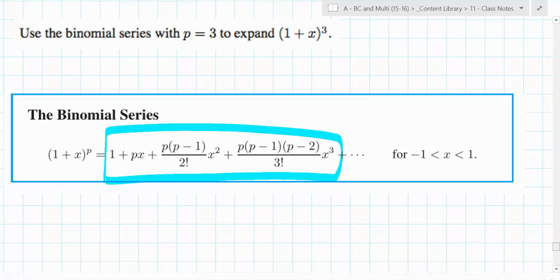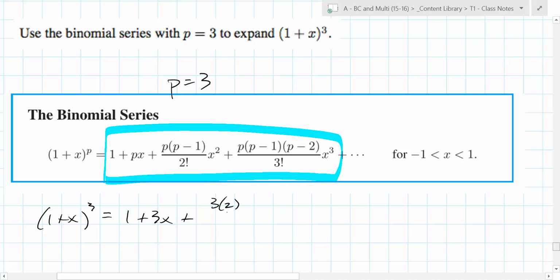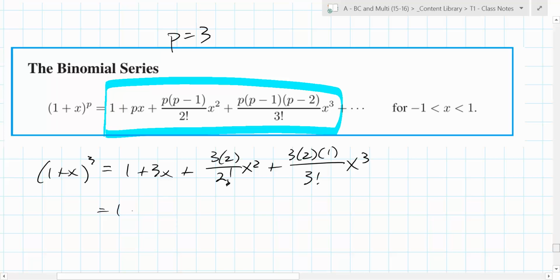So what's that going to be? In this case, p is 3. So what you're going to end up with, 1 plus x to the third is equal to 1 plus 3x plus 3 times 2 factorial x squared plus 3 times 2 times 1, all over, did I get that right? Yeah. So what do you end up with? Oh, x cubed. Yeah, 1 plus 3x plus 3x squared plus x cubed. And then you're done, which is kind of cool.